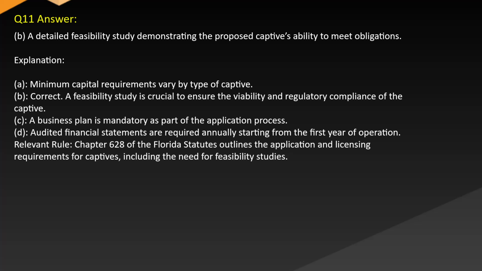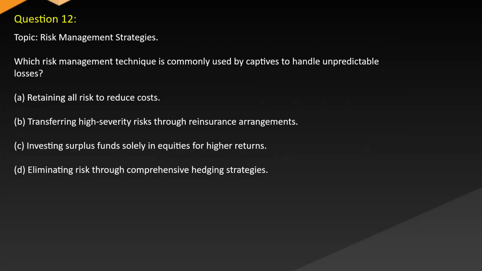C. A business plan is mandatory as part of the application process. D. Audited financial statements are required annually starting from the first year of operation. Relevant rule: Chapter 628 of the Florida statutes outlines the application and licensing requirements for captives, including the need for feasibility studies. Question 12. Topic: Risk management strategies. Which risk management technique is commonly used by captives to handle unpredictable losses?